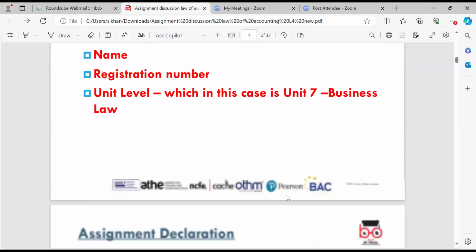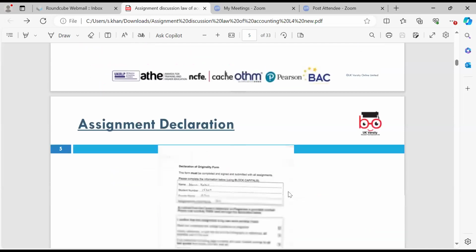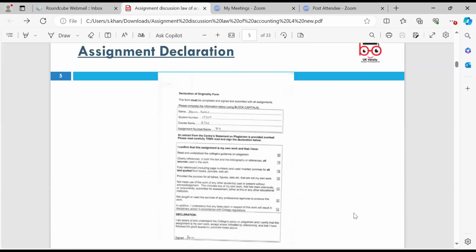So this is at the start of it, okay? Assignment declaration. Now you need to sign an assignment declaration. The importance of this is to identify that you've read everything, you've read all the guidance, and that the work you're submitting is your own work. And that if you are using references and sources, you have referenced them properly using the Harvard system, which we'll go through a little bit later. So there's no form of collusion, there's no form of plagiarism.